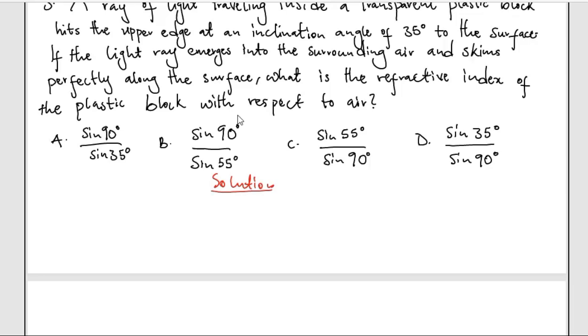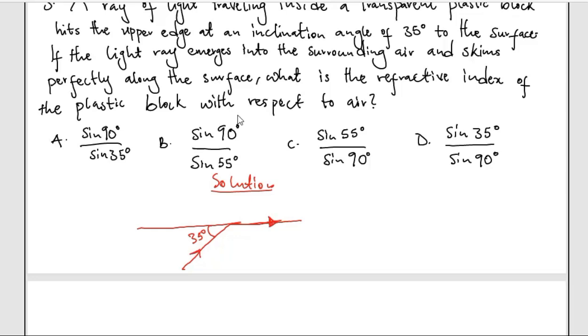They say a ray of light traveling inside a transparent block hits the upper edge at an inclination angle of 35 degrees. So the ray goes like this, then hits the edge at an inclination. So this is the inclination here, 35 degrees to the surface. If the light ray enters the surrounding air and skims perfectly along the surface, so once again it skims perfectly along the surface. So this is what we are having.